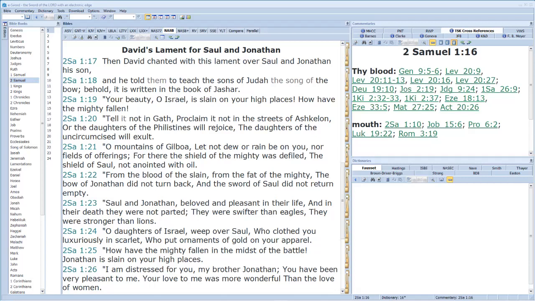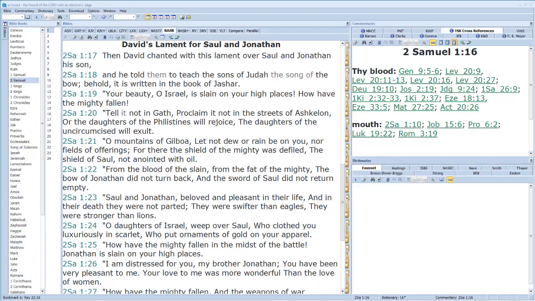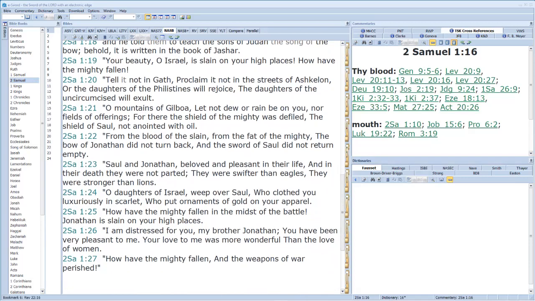"Your beauty, O Israel, is slain on your high place. How have the mighty fallen?" So the beauty would be Saul and his men, the rulers, those people who were supposed to represent them. He says, "Your beauty, O Israel, is slain on the high places. How have the mighty men fallen? Tell it not in Gath, and proclaim it not in the streets of Ashkelon, or the daughters of the Philistines will rejoice. The daughters of the uncircumcised will exult."